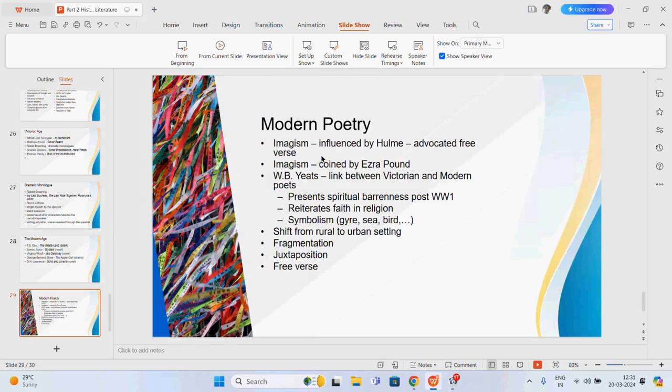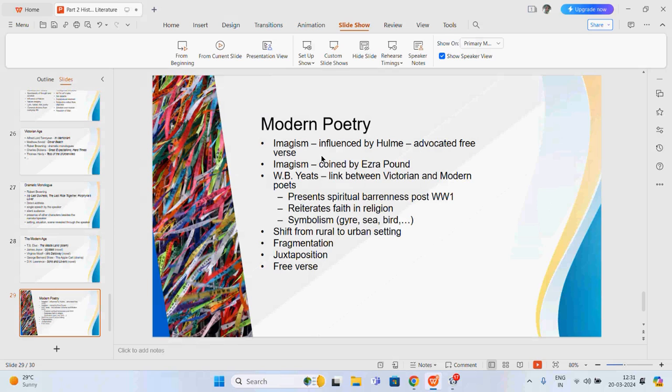Specifically about poetry, but you will find these points in modern literature per se. We have the use of imagism influenced by Hulme, who advocated use of free verse. The term imagism was coined by Ezra Pound, a fellow poet living around the time of T.S. Eliot. Yeats fits the link between the Victorian and the modern poets.